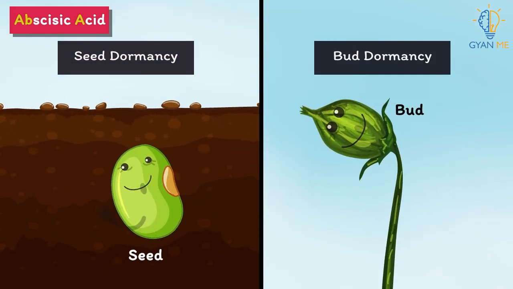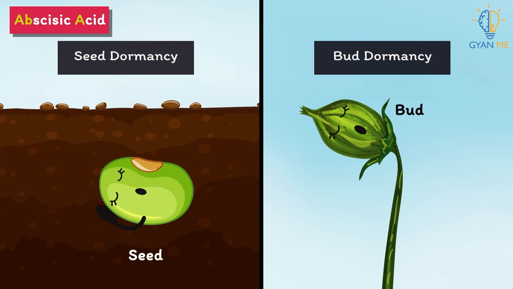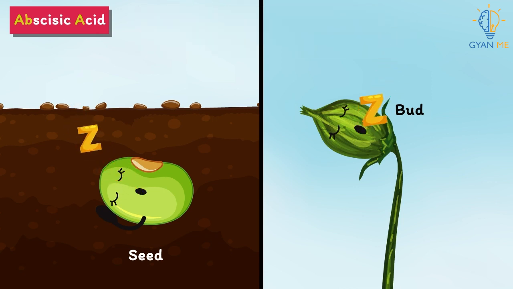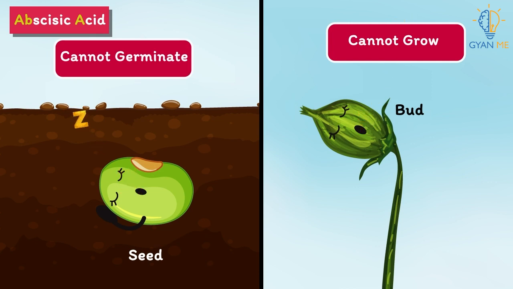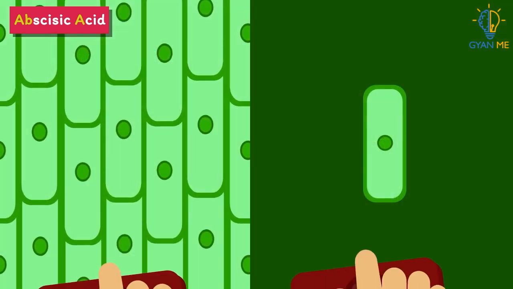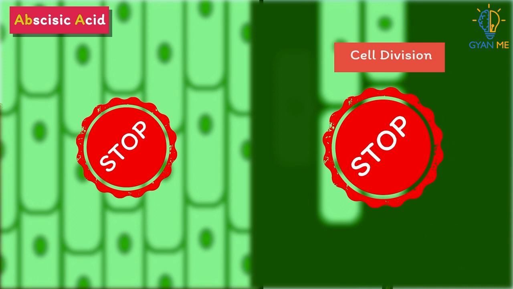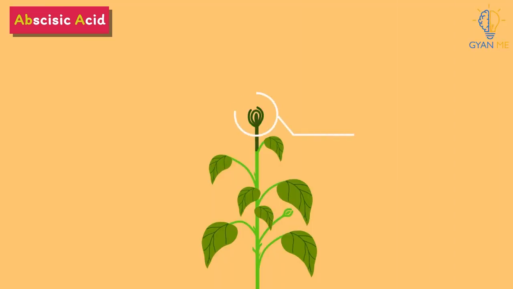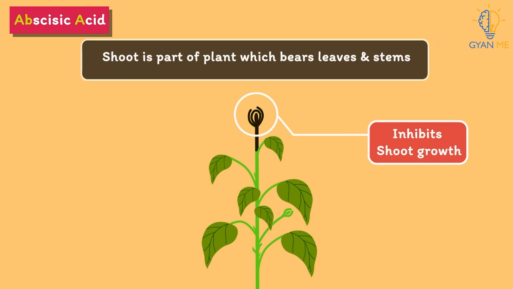Students, dormancy means the state of becoming inactive. Thus, abscisic acid causes inactivity in seeds and buds of plants, due to which they cannot grow or germinate. Abscisic acid also delays cell division and cell elongation. Abscisic acid inhibits shoot growth. The shoot is the part of the plant which bears leaves and stems.